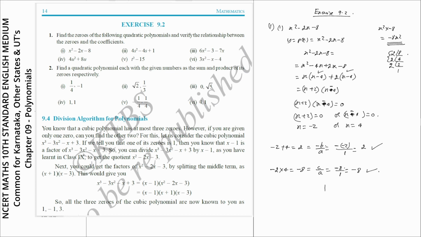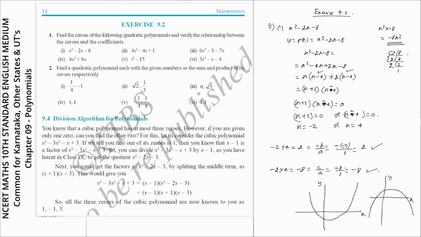Graphically, this is not necessary to show in the examination, just for your understanding I am showing. This is the x axis, this is the y axis. If we plot this given polynomial, it will be like this, or it may be like this also. I'm not sure. When we plot it, we'll come to know exactly. It may be in this way also.